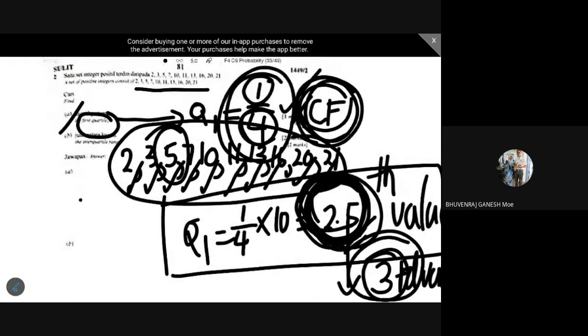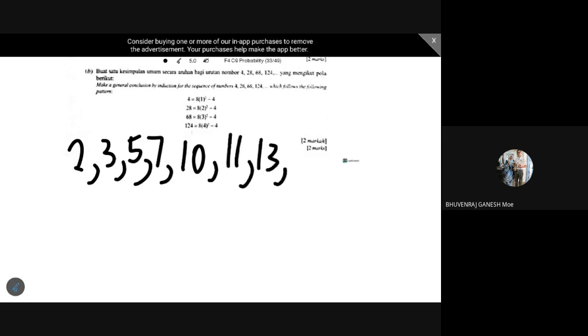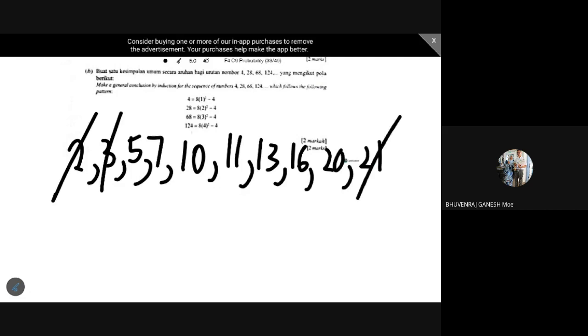2, 3, 5, 7, 10, 11, 13, 16, 20, 21. 10, 11, 13, 16, 20. Okay, this is the kaedah manual lah. Manual method. Kamu potong sahaja. Guna kaedah potong di belah kiri dan kanan. You cut the numbers equally on the left hand side and right hand side.